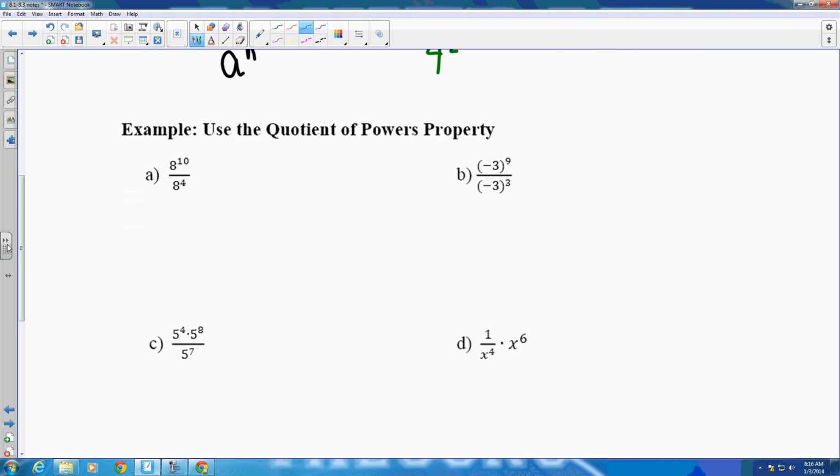Okay, so here's some examples. If I have 8 to the 10th divided by 8 to the 4th, I subtract the exponents, and it turns into 8 to the 6th. On B, negative 3 to the 9th divided by negative 3 to the 3rd, I can subtract the exponents, keeping in mind that I have to have my negative 3 in parentheses, to the 6th.